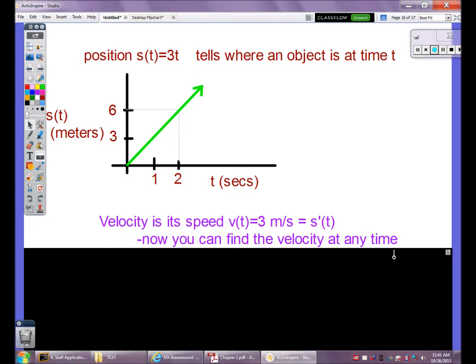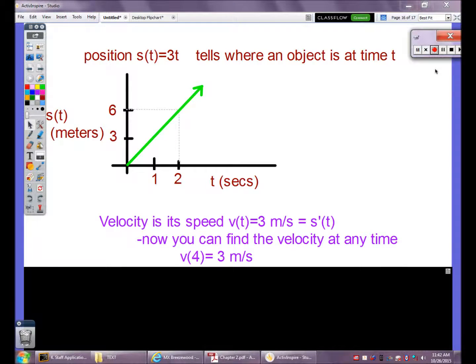If I take the derivative of that green equation, I would have the velocity. Velocity is the derivative of position. This is going to give me my speed. So v of t, for velocity, the derivative of 3t, is 3 meters per second. I can also denote this s prime of t. Now I can get the velocity at any time. And if you notice, the velocity is the same at any time because it's constant at 3. If I want to know where I'm at 4 seconds, I'm going 3 meters per second.